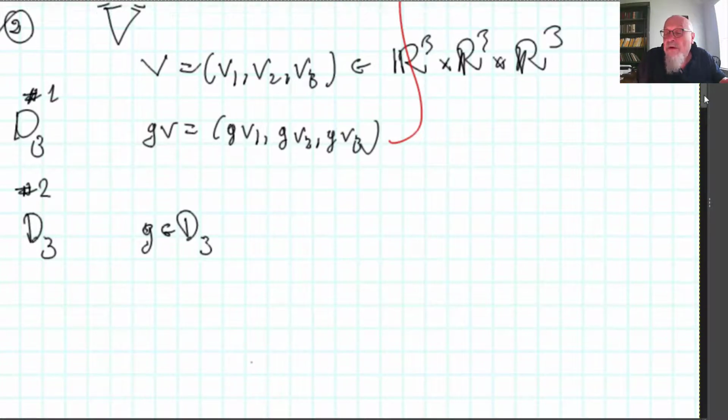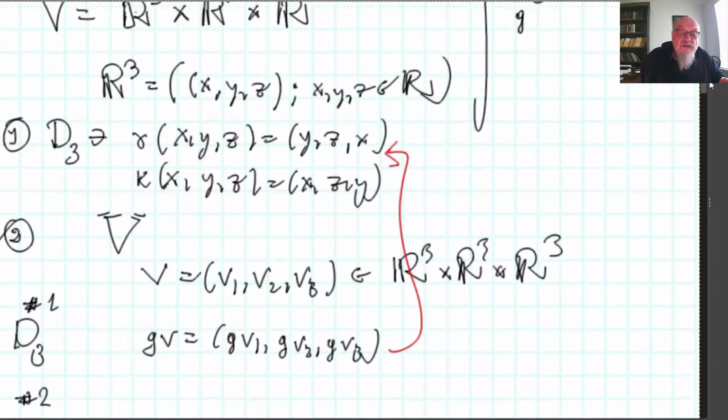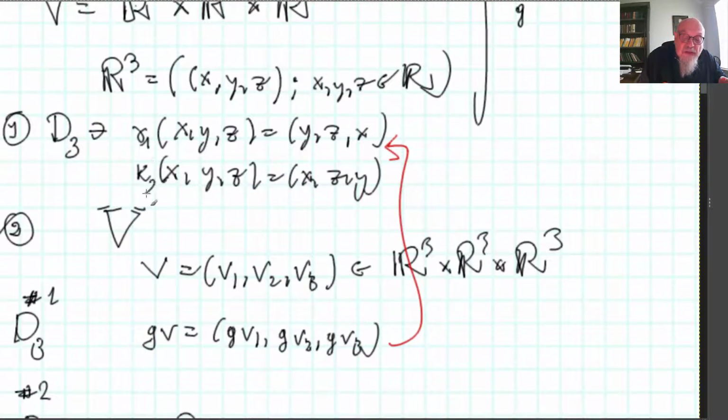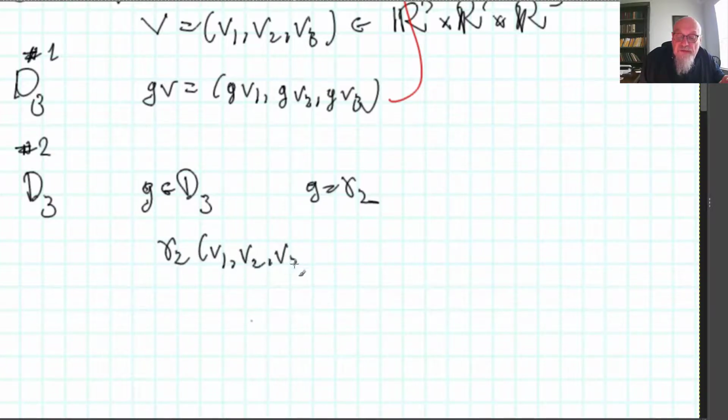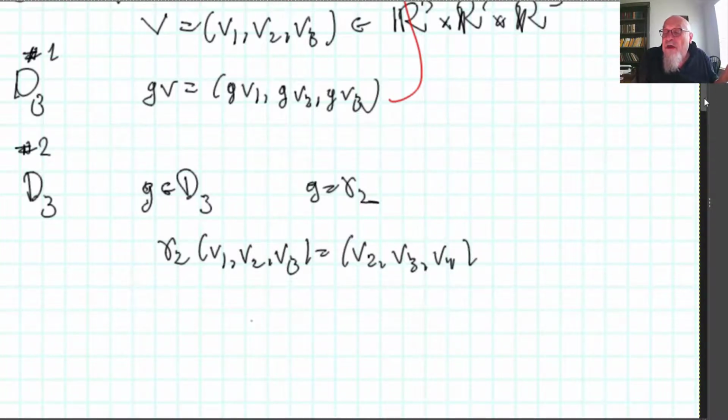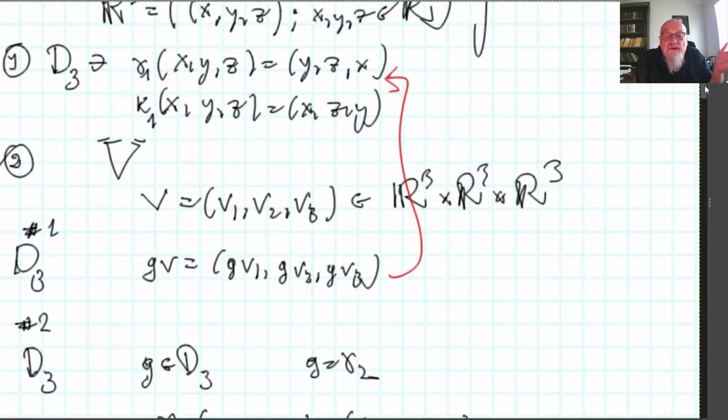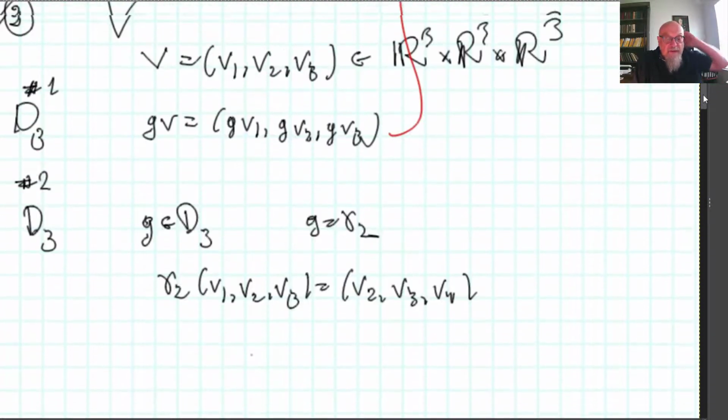Rotation. So we have here rotation. So this is my rotation 1. This is reflection 1. Then you have here rotation. So if G is equal to rotation number 2, then this will be rotation number 2 on V1, V2, V3, which will be just simply V2, V3, and V1. Similarly, but now it is rotating 3 by 3 vectors.